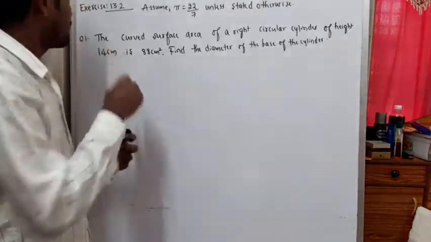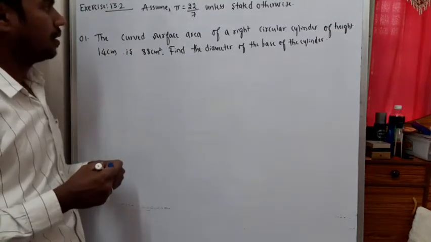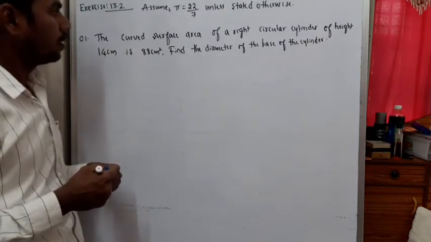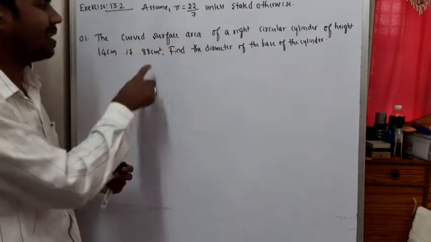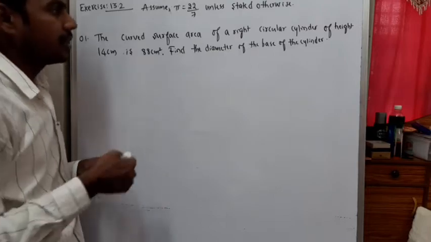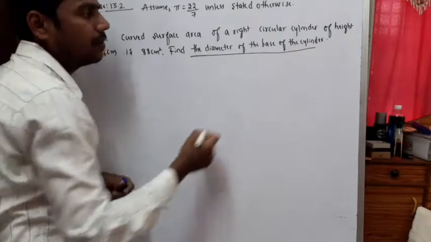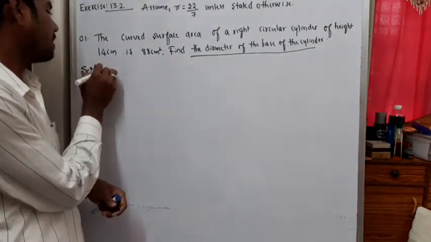So now, the curved surface area of a right circular cylinder of height 14 cm is 88 cm square. Find the base diameter of the cylinder. Find the diameter of the base of the cylinder. Okay. Now see what is given to us.